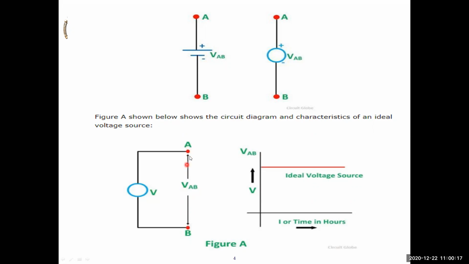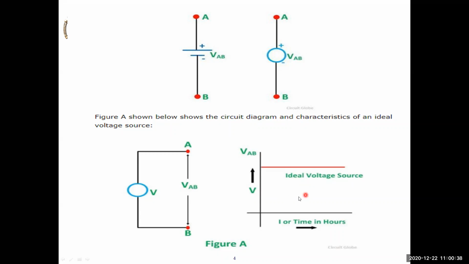It's clear? There is no voltage drop across the A and B terminals. So whatever the voltage supplied by the source is equal to the voltage across the A and B terminals. Between A and B terminal, whatever the source supplied will be equal to the voltage across the A and B terminal. Same. Okay, there is no voltage drop.